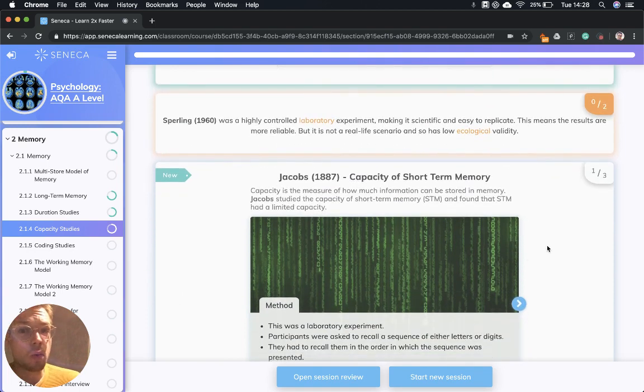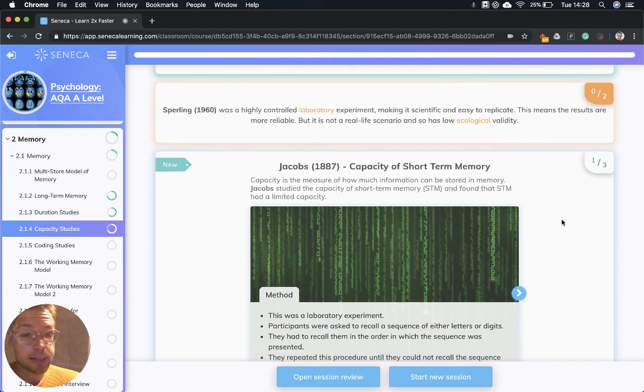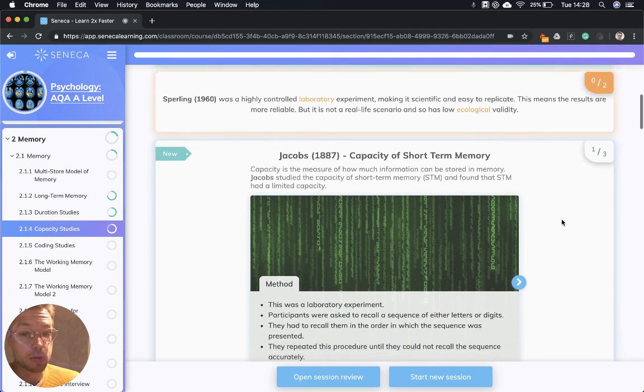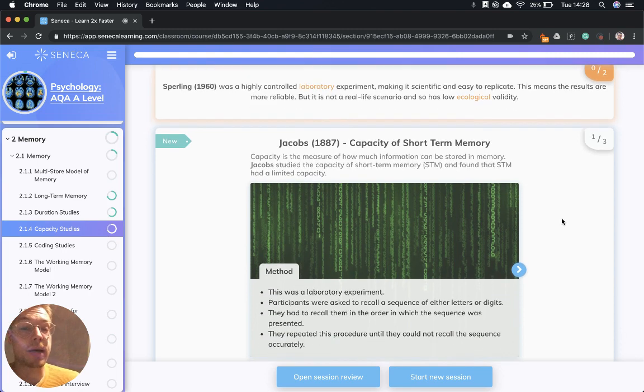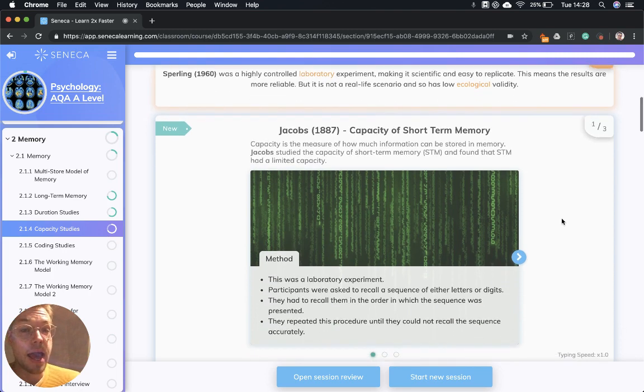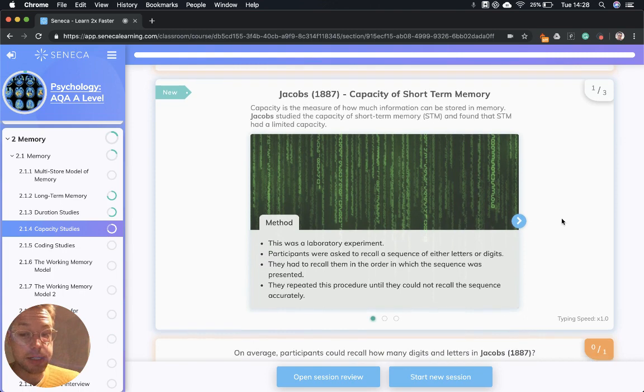Next, we're going all the way back to 1887, where Jacobs did a study on the capacity of short-term memory. Now, capacity is the measure of how much information can be stored in memory. Jacobs studied the capacity of short-term memory and found that short-term memory has a limited capacity.